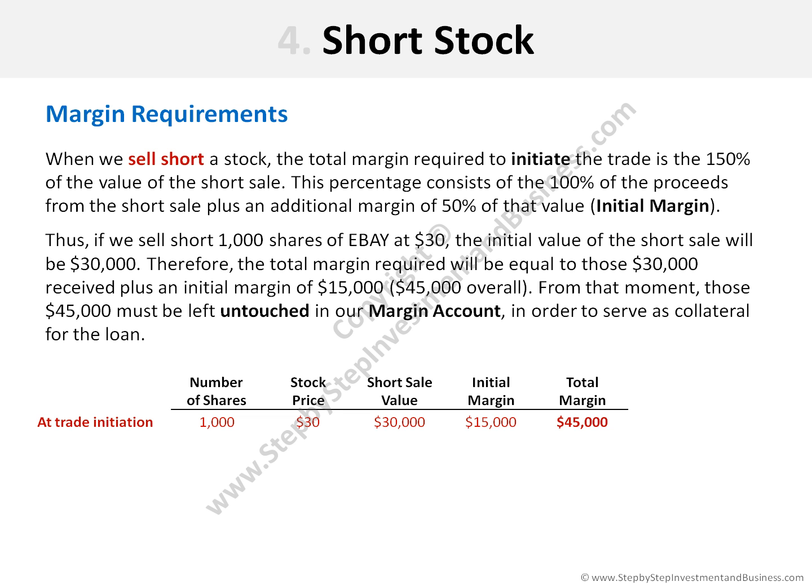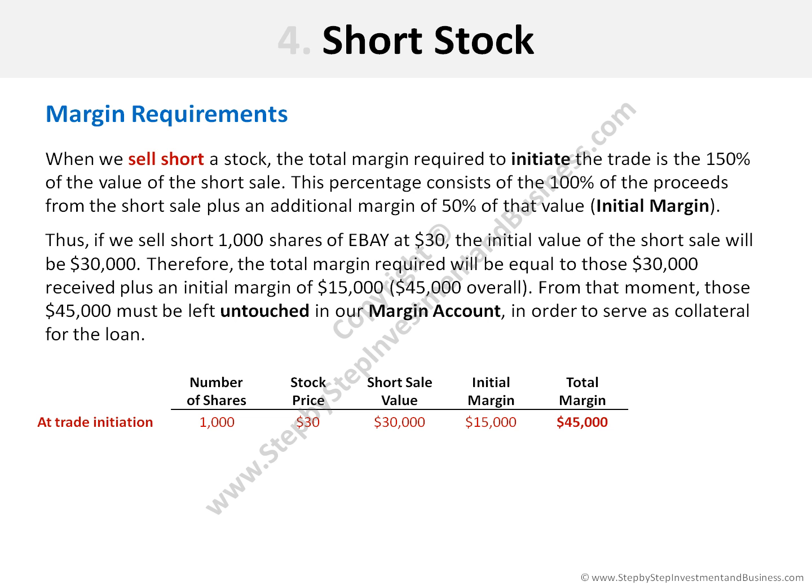Thus, if we sell short 1,000 shares of eBay at $30, the initial value of the short sale will be $30,000. Therefore, the total margin required will be equal to those $30,000 received plus an initial margin of $15,000, that is, $45,000 overall. From that moment, those $45,000 must be left untouched in our margin account in order to serve as collateral for the loan.